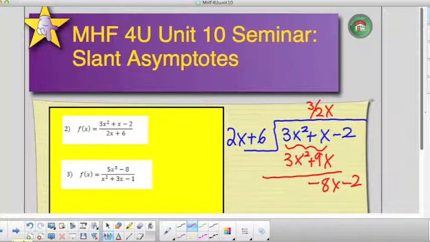which would give me negative 4 can go into negative 8x, 2x plus 6 can go into negative 8x minus 2 about negative 4 times. So this becomes positive 8x minus 24. So that means my slant asymptote in this case is y equals 3 over 2x minus 4.